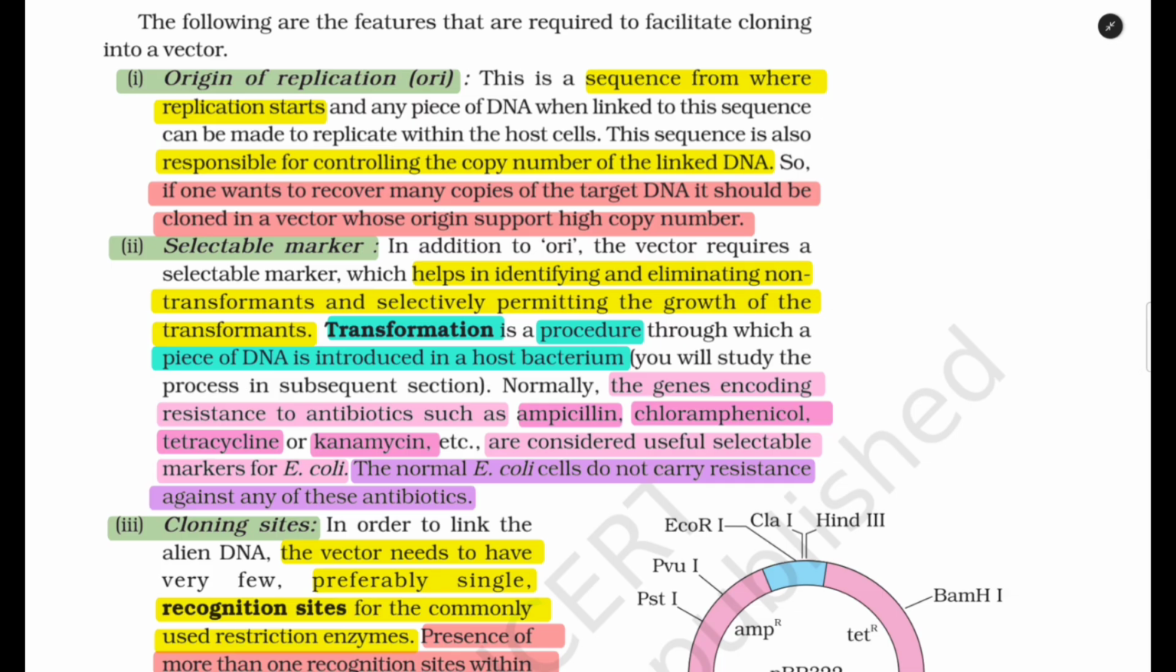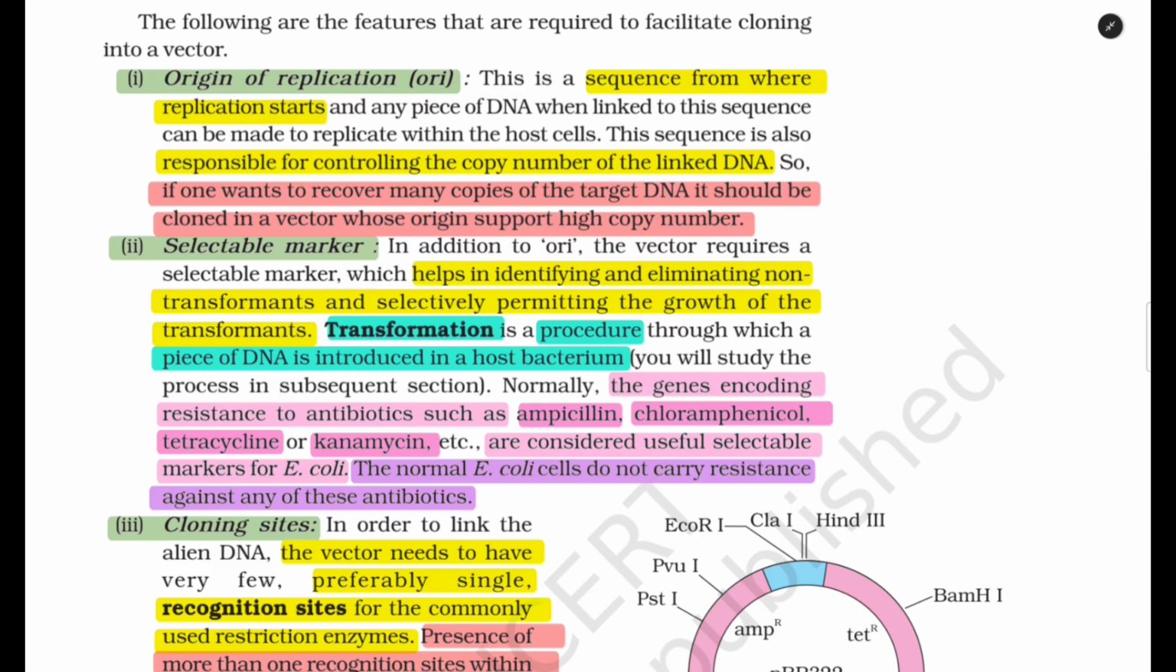Number 1. Origin of replication, ORI. This is a sequence from where replication starts, and any piece of DNA when linked to this sequence can be made to replicate within the host cells. This sequence is also responsible for controlling the copy number of the linked DNA. So if one wants to recover many copies of the target DNA, it should be cloned in a vector whose origin supports high copy number.